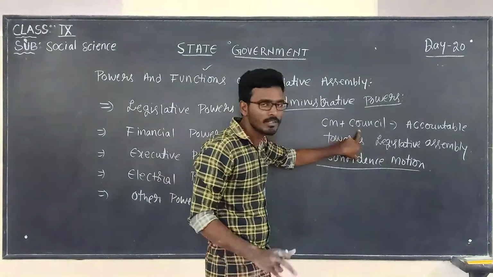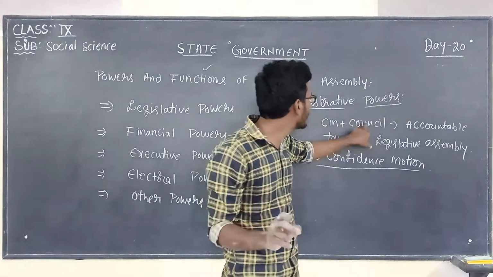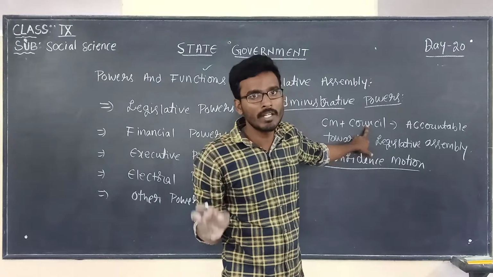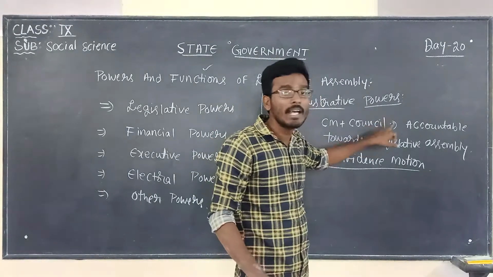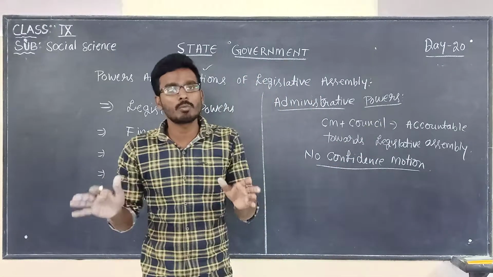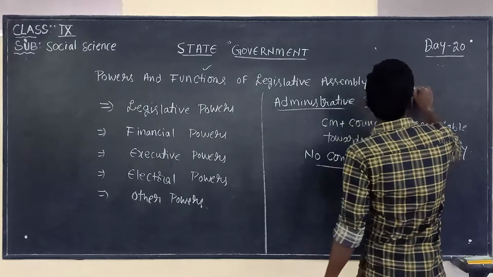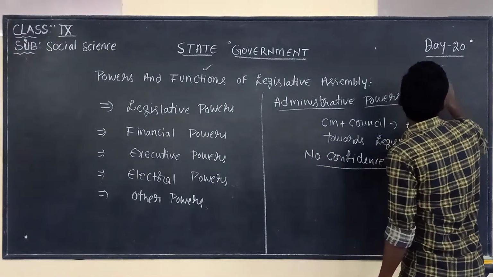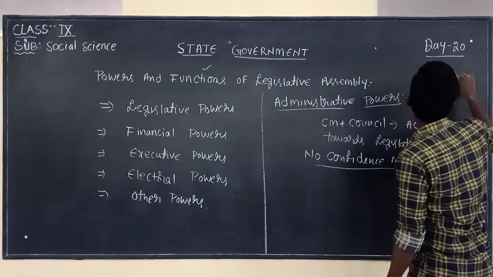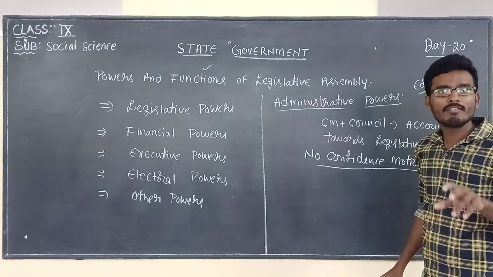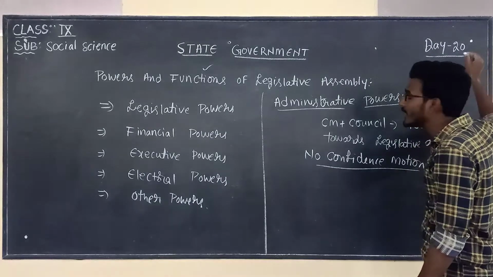That's what I told you. Here, council means every minister in that council has individual responsibility. In the same manner, they have collective responsibility. For example, in Karnataka state, there is an education minister. The education minister is responsible for the development of the education department.